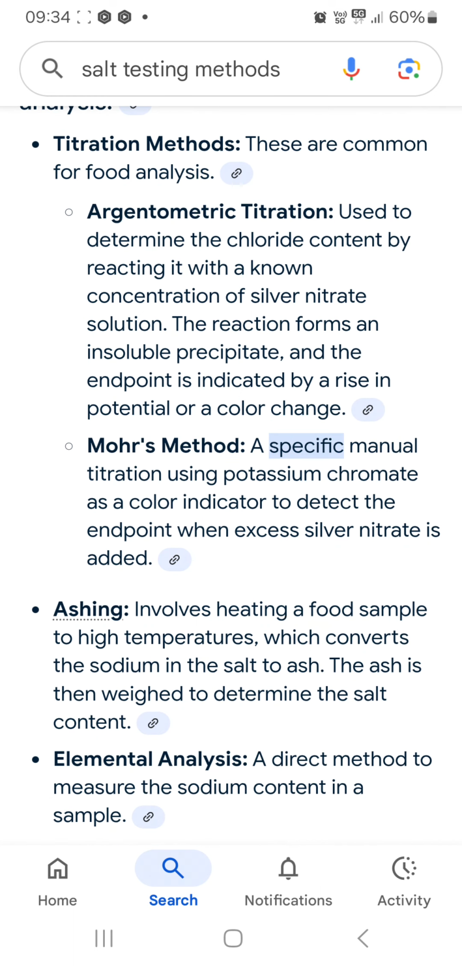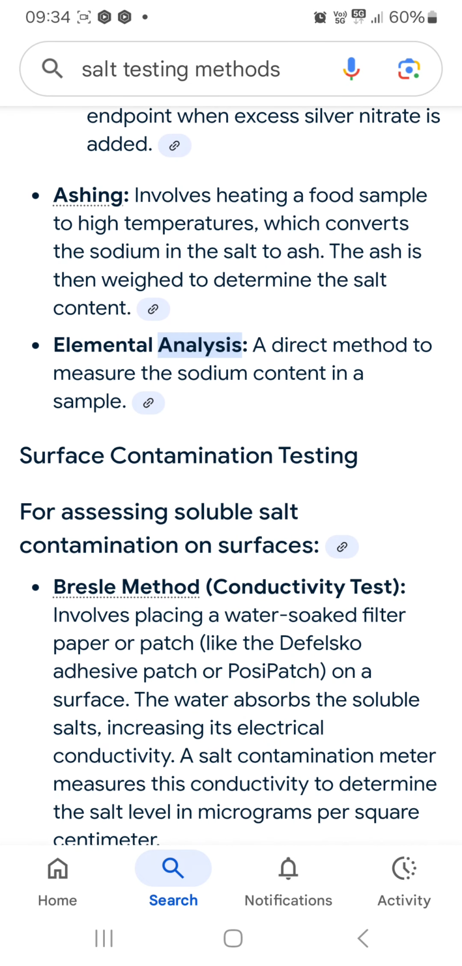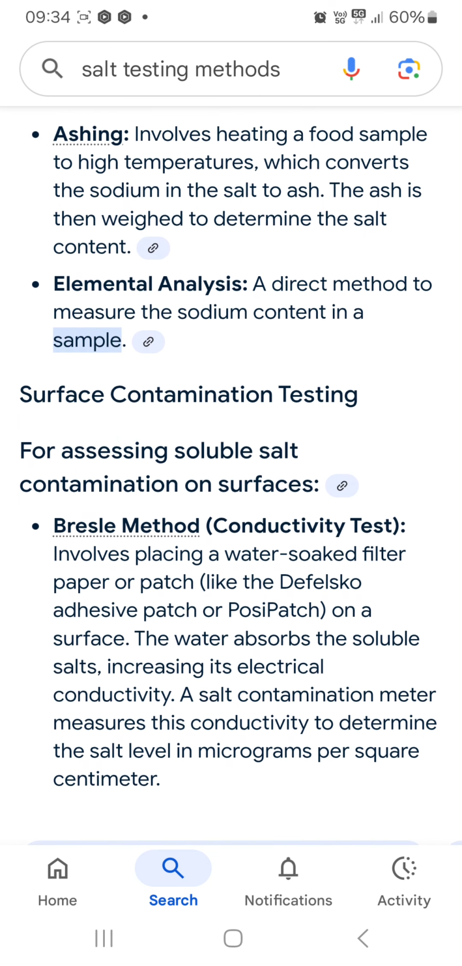Mohr's method. A specific manual titration using potassium chromate as a color indicator to detect the endpoint when excess silver nitrate is added. 2. Ashing. Involves heating a food sample to high temperatures, which converts the sodium in the salt to ash. The ash is then weighed to determine the salt content. 3. Elemental analysis. A direct method to measure the sodium content in a sample.